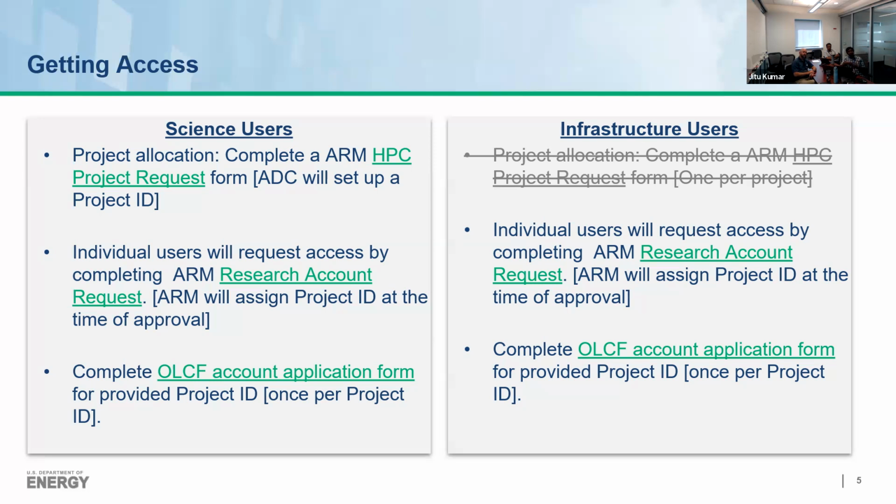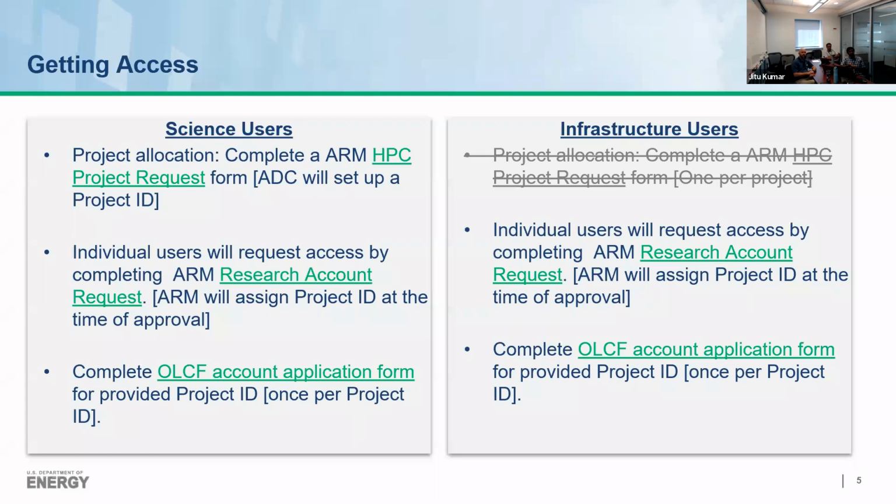And then every individual user within the project will need to go and request access as a part of that larger project that has already been approved. You have to use that project ID, and if you don't know it, ARM staff will tell you what that project ID should be. Then there's the last step.